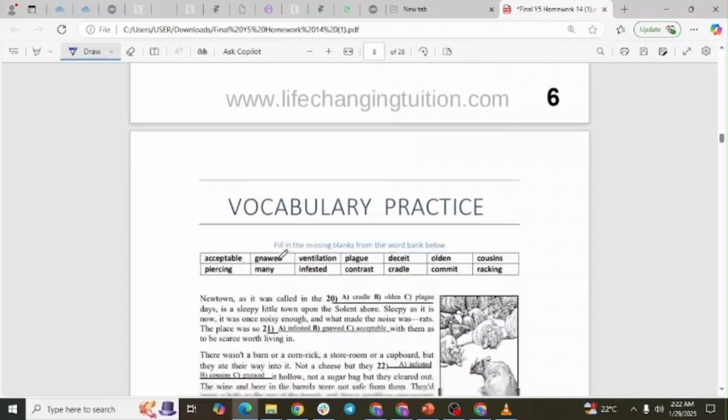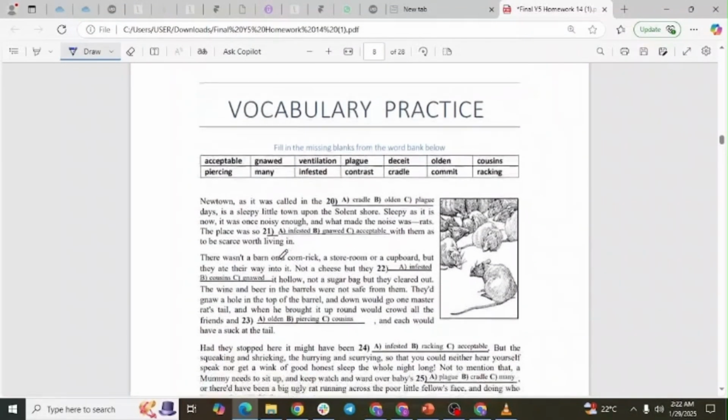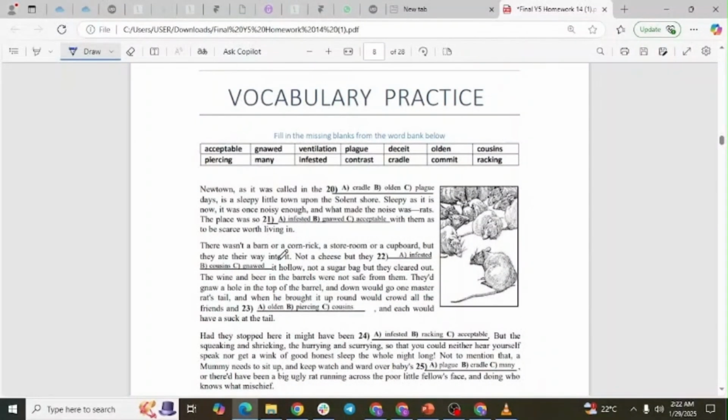Vocabulary practice. Fill in the missing blanks from the word bank below. Question 20. Newtown, as it was called in the blank days, is a sleepy little town upon the Solent shore. Options: A. Cradle, B. Olden, C. Plague. Answer: B. Olden. Explanation. Olden days naturally refers to a historical era. Cradle days, or plague days, would not make sense here.